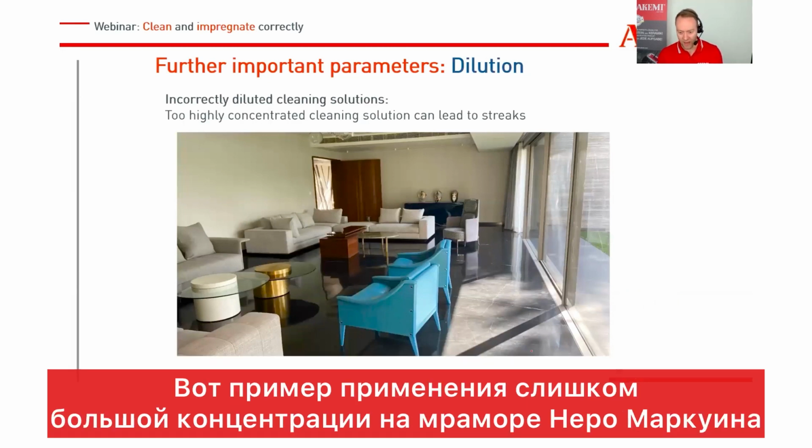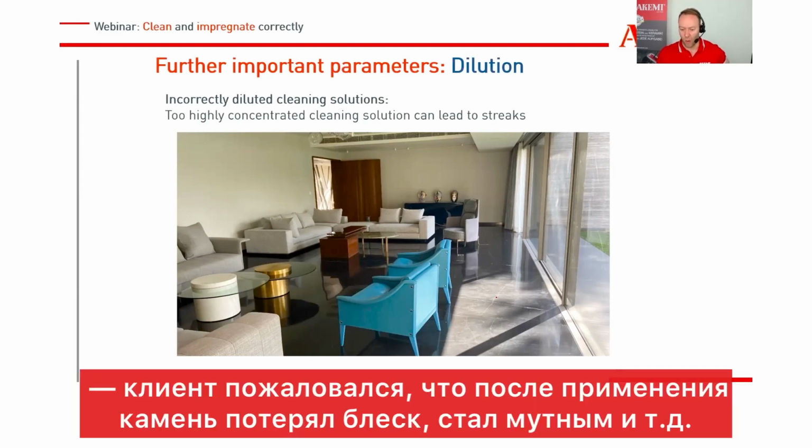can happen. This was a client, he called us. I have this nice Nero Marquina floor, but after a while it looks matte. It does not shine anymore, and the appearance is a little bit cloudy. So what can we do? We want to repolish the floor.